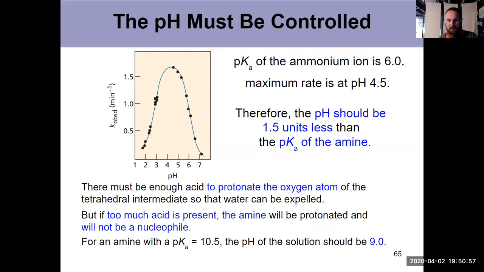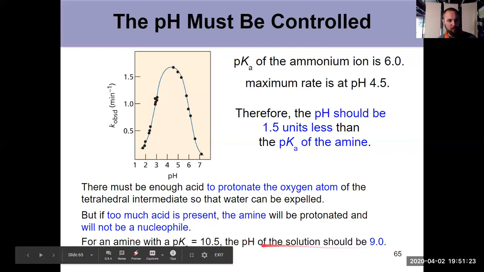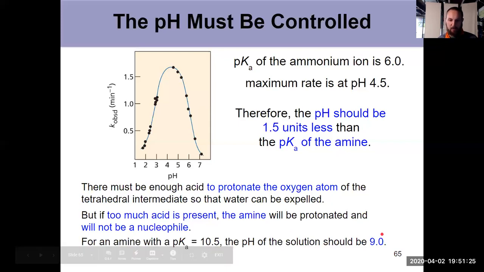Because if I get too acidic, the lone pair on that nitrogen is going to pick up a proton, and then it doesn't have the ability to act as a nucleophile as well. Okay, so there's a lot of information on this slide, but this is the key takeaway right there in the middle. Whatever the pKa of your amine is that's acting as your nucleophile, the ideal pH for your imine formation is 1.5 less than that, right? So if the pKa is 6, you would run it at 4.5. pKa of 10.5, you would run it at 9, right? 1.5, that's the golden number.